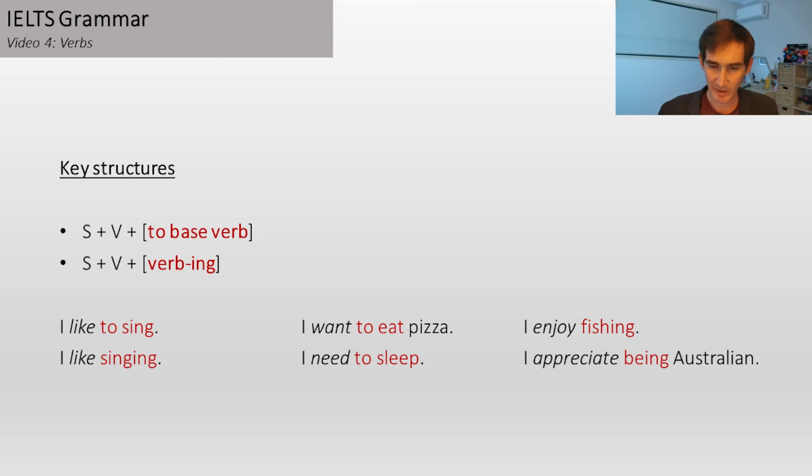However, with some verbs, you have to use to plus base verb. For example, I want to eat pizza. I can't say I want eating pizza. Next one, I need to sleep. I can't say I need sleeping. On the other hand, you have some verbs that only take -ing. For example, enjoy. I enjoy fishing. I can't say I enjoy to fish. I appreciate being Australian. Not I appreciate to be Australian.